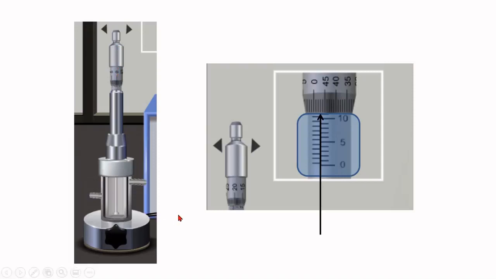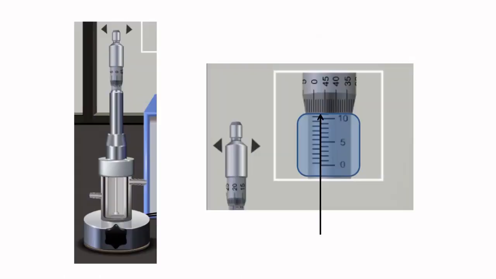So here we are going to note the main scale reading, and here we are going to note the circular scale reading. The main scale reading we are going to note here where I am highlighting it. So 0, 1, 2, 3, 4, these horizontal lines, 5, 10, these are the readings which we will take as the main scale reading. And here is where we are going to get the circular scale reading. Okay, so this is where you will note the circular scale reading.